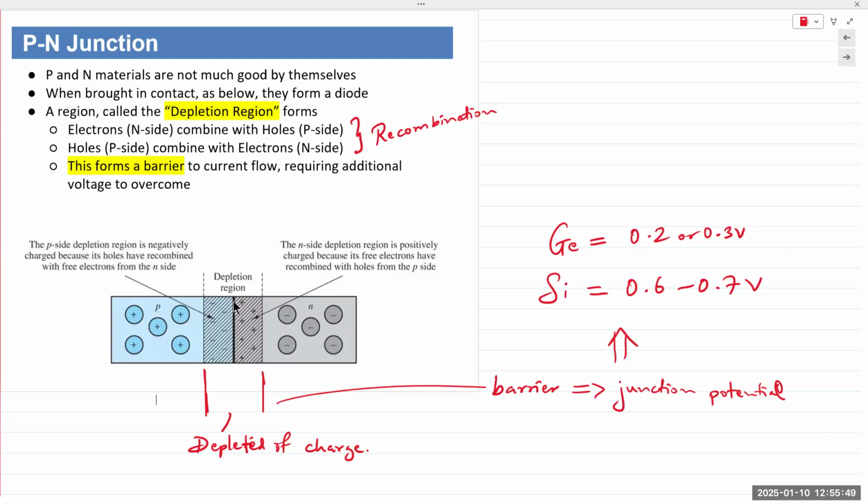There are some left, but not a whole lot. It's almost completely devoid of electricity. For silicon, yes. So when the barrier stabilizes, for silicon it's around 0.6 to 0.7 volts, and for germanium it's around 0.2 to 0.3 volts, meaning that's the voltage that is required to overcome that potential.